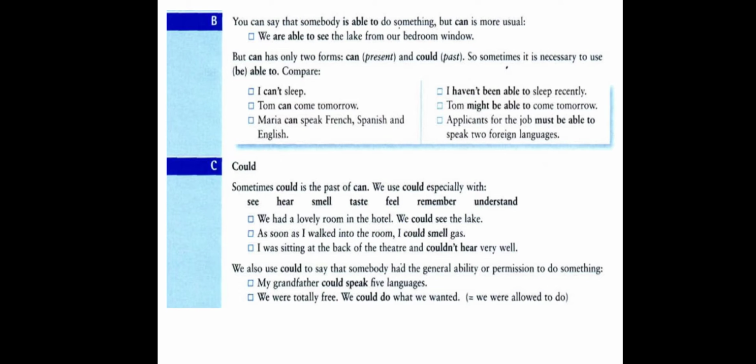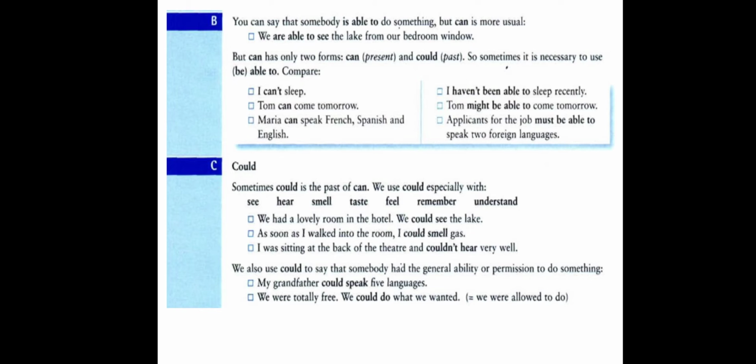We had a lovely room in the hotel, and here if you look, the sentence is in the past. The verb had here is in the past, so we say we could see the lake. Here we use can in the past, and can in the past becomes could, so we say we could see the lake. Could is followed by the base form see, and we use could, not can, because we speak about a past situation as mentioned in the first part of the example.